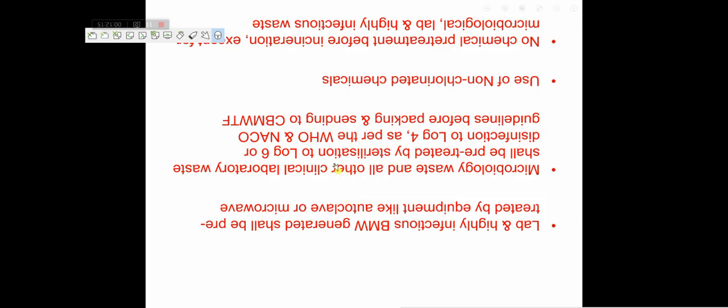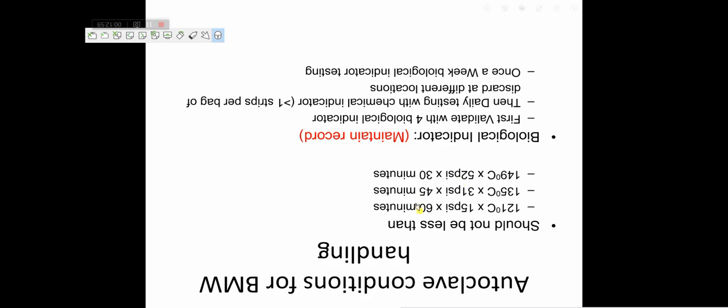Now microbiology waste and all other clinical laboratory waste shall be pre-treated by sterilization to log 6 or disinfection to log 4, right? As per the WHO and NACO guidelines, before packing and sending to CBWTF. So here it is written as use of non-chlorinated chemicals and no chemical pre-treatment before disposal, right? So microbiological, lab and highly infectious waste. We should always keep in mind which type of waste we are dealing with and how to treat it, right?